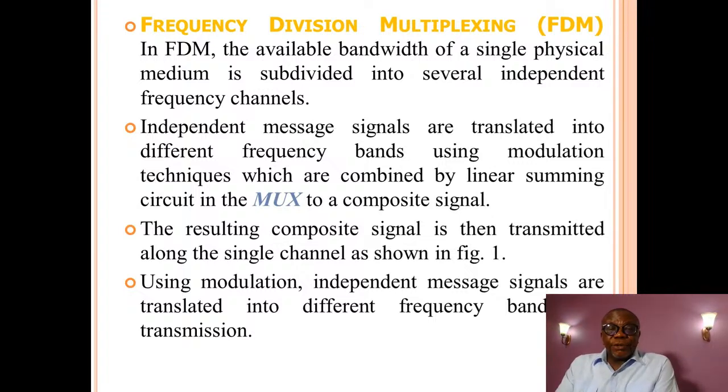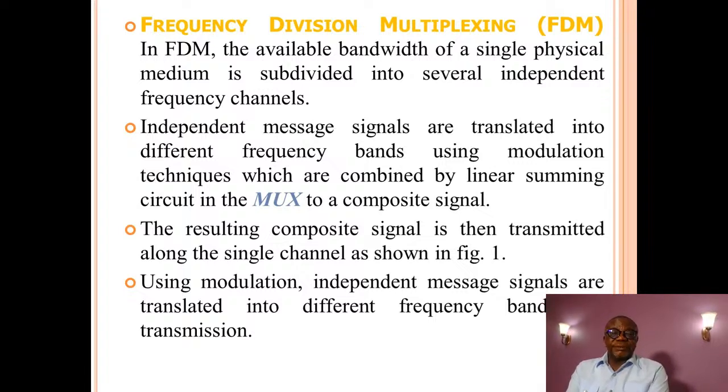So the resulting composite signal is then transmitted along the single channel as shown in figure 1. You've seen it, signals 1 to N multiplexed and transmitted through a single channel in figure 1. And when you put different signals together, each acting as if it is the only one in existence, that group of signals is called a composite signal.